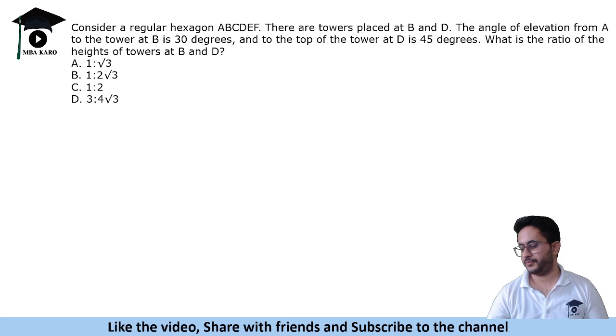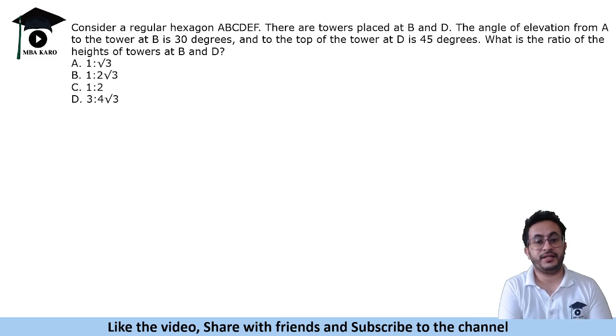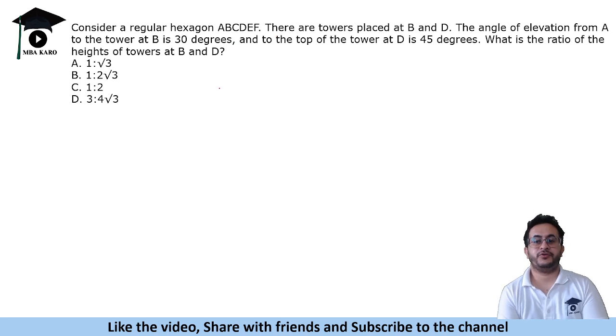Okay, so here's another problem. It says that consider a regular hexagon ABCDEF. There are two towers placed at B and D. The angle of elevation from A to the top of the tower at B is 30 degrees and to the top of the tower at D is 45 degrees. What is the ratio of the heights of towers B and D?